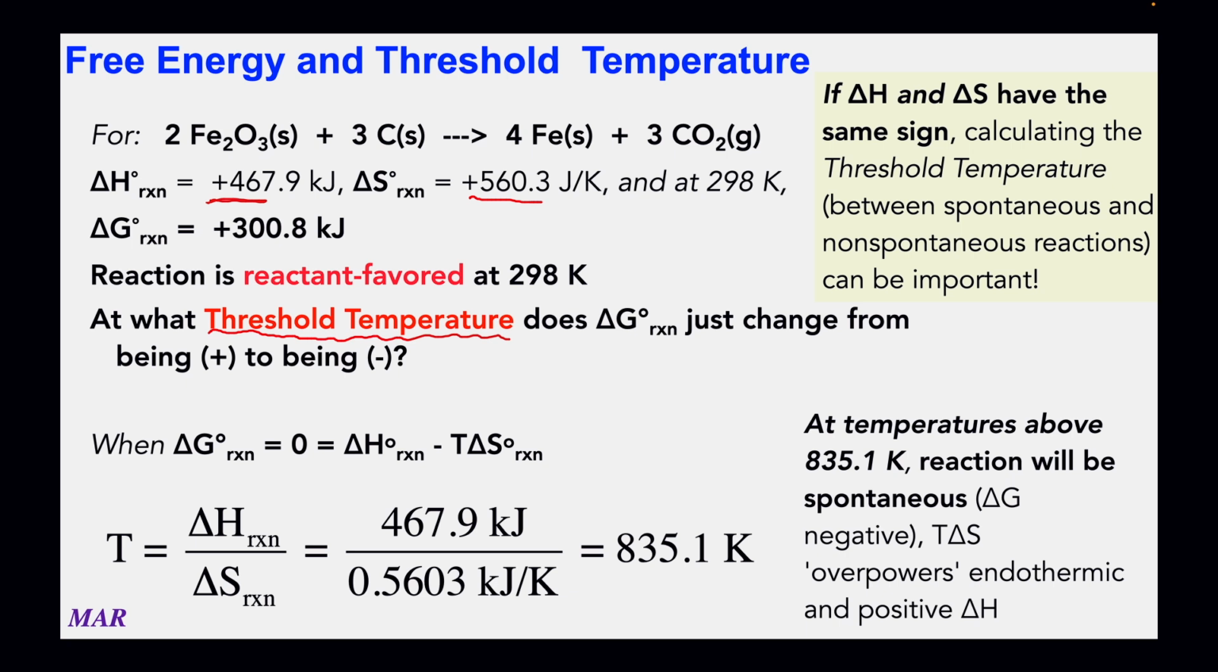temperatures is important. If you end up with delta H negative and delta S positive, or vice versa, your temperature comes out to be a negative Kelvin. And again, that doesn't fly in science, so that'll tell you that this doesn't make any sense. But if they're both the same sign, these threshold temperatures can be really important.